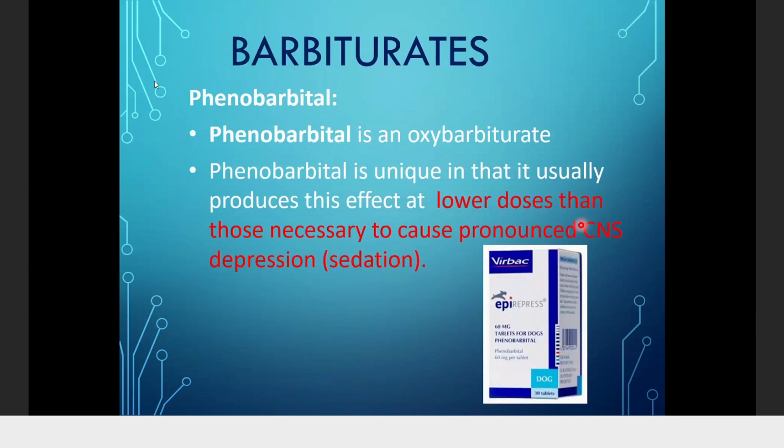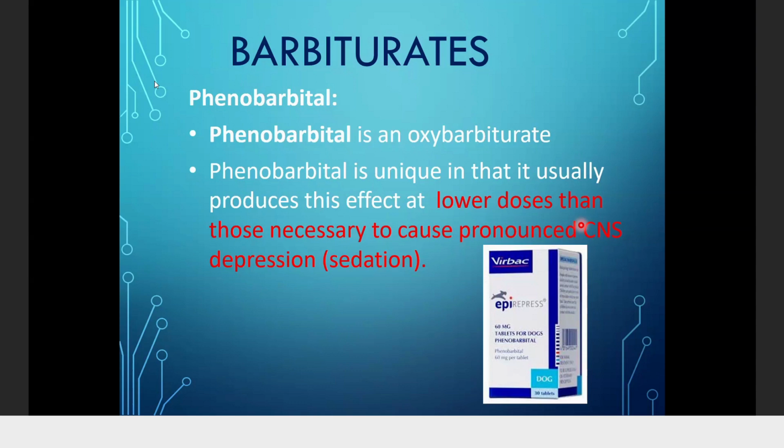So let's look at the drugs, the group of drugs that are used as anticonvulsants. First group would be the barbiturates. Okay, so among the barbiturates we have here phenobarbital. Phenobarbital is an oxybarbiturate. There's an oxygen molecule attached to this drug.